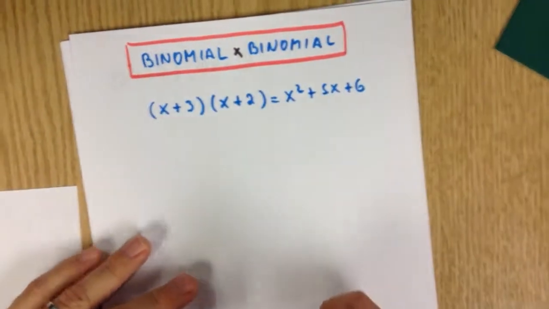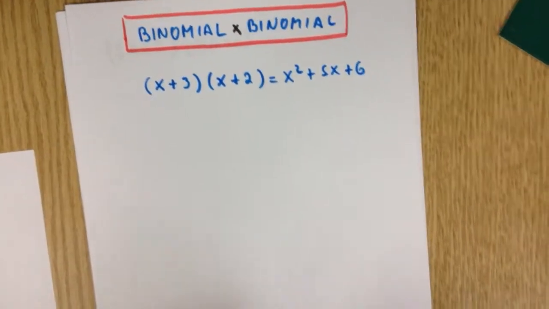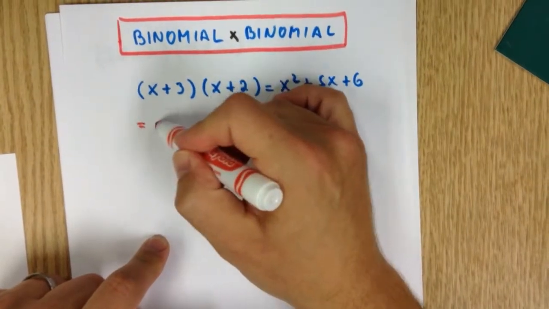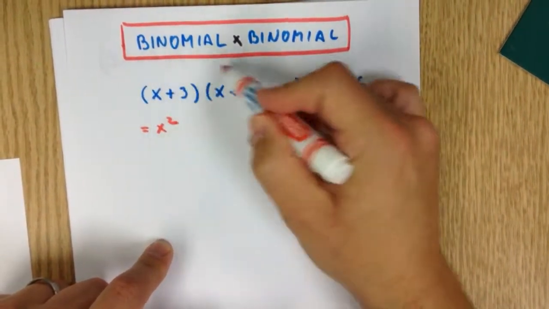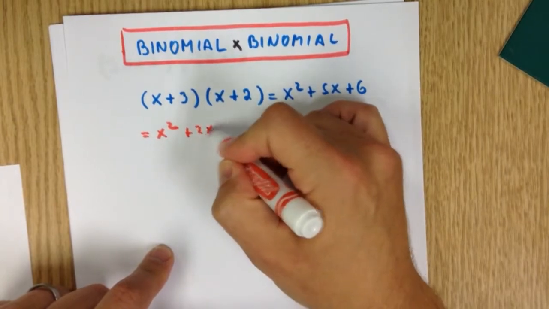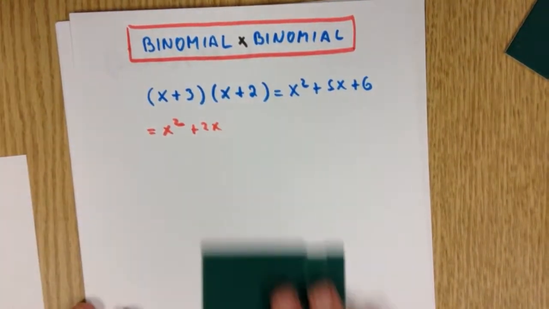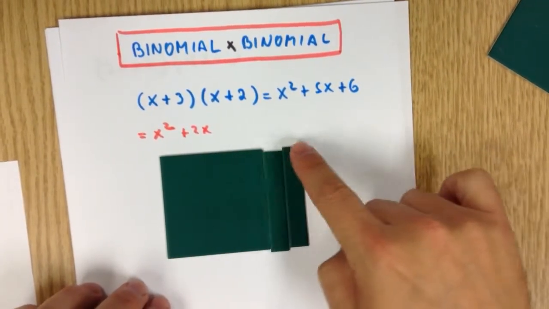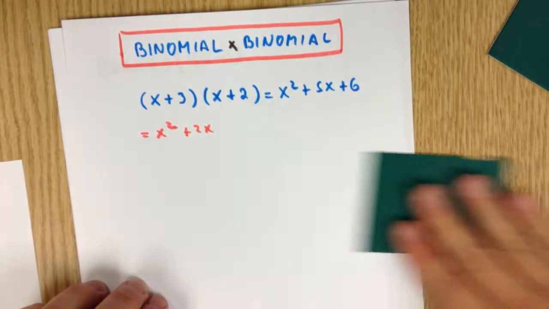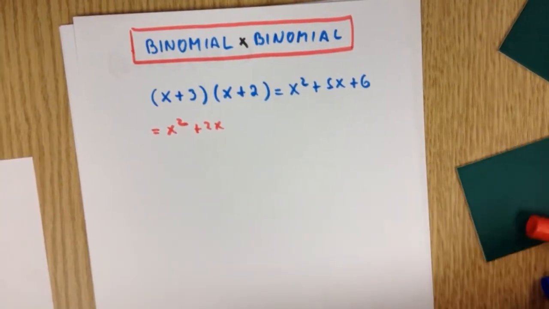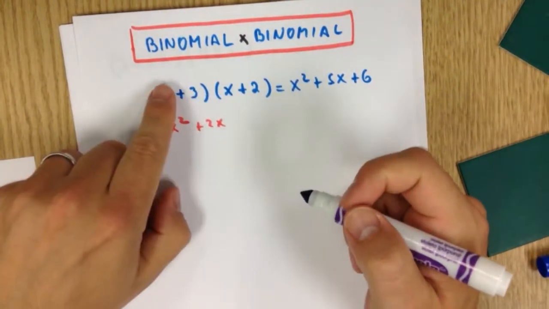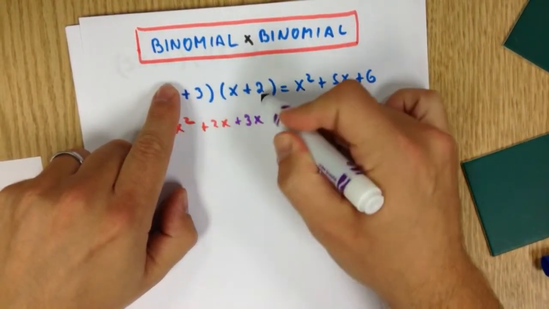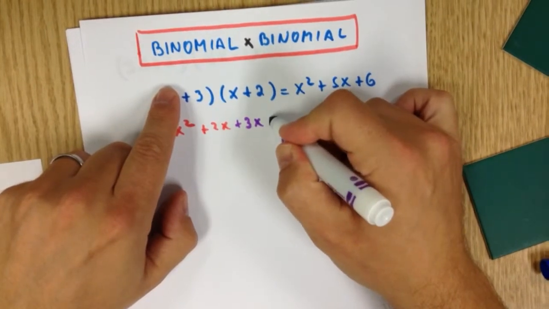So I would do it this way. You pretend that the 3 is not there, and you say x times x gives me x squared, and x times 2 gives me 2x. That actually is representing the top part. So this is the x times x plus 2, and gives us x squared plus 2x. And then the other part, now I pretend that the x is not there, and it's 3 times x is 3x, and 3 times 2 is equal to 6.